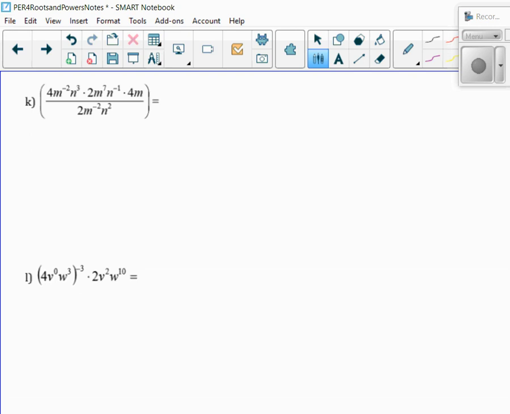So you want to go 4 times 2 is 8, times 4 is 32. M to the power negative 2 times m to the power 7 times m to the power 1. So what would I get for an m there on top? Negative 2 and 7 is 5, and 1 makes 6. Everybody gets 6 there? N to the power 3 times n to the power negative 1. So I add 3 and negative 1, I get n squared.